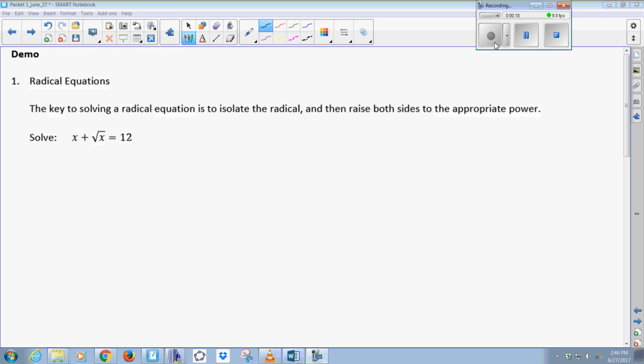And a radical equation has a radical in it, just as the name implies. The key to solving a radical equation is to get the term with the radical expression in it on one side of your equation and everything else on the other side. The mathematical language we use for that is to isolate the radical.